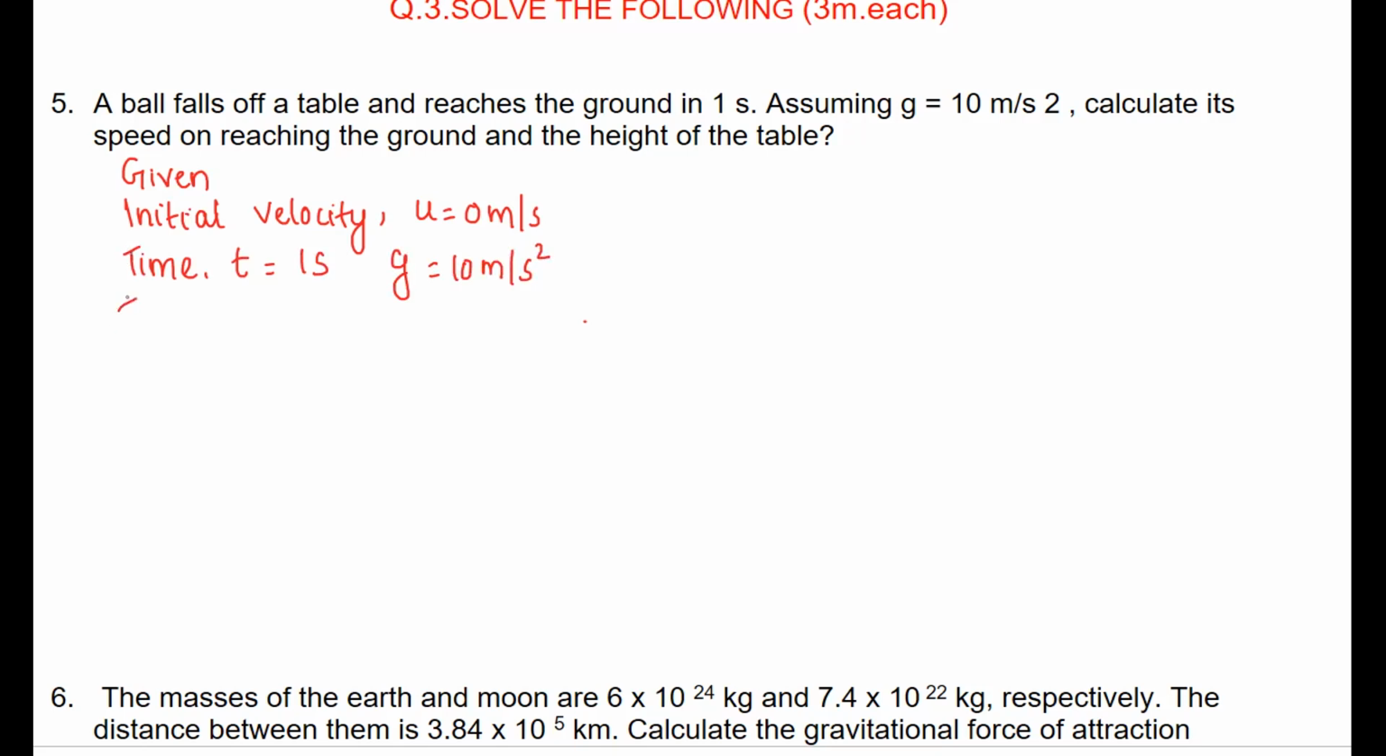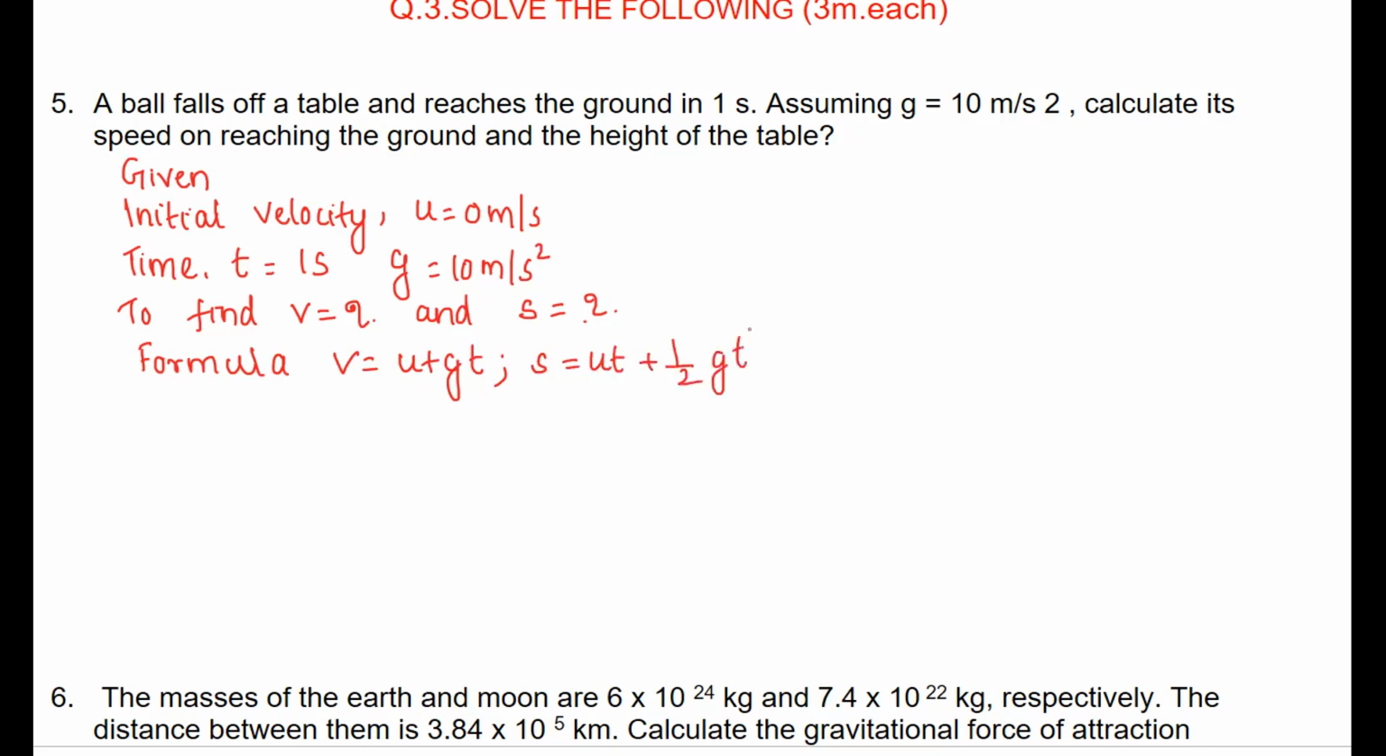Okay. To find, we want to find out final velocity. Final velocity is denoted by v and height of the table, that is s, that will be equal to displacement. Formula: v is equal to u plus gt, and s is equal to ut plus half gt square. Solution.